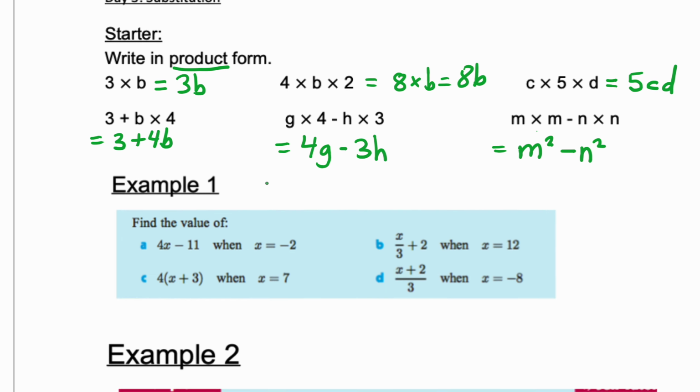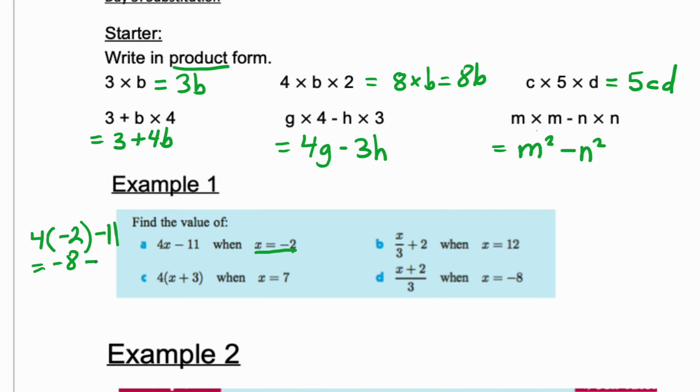Okay, the next example, this is substitution. This is where we're taking a value for x and substituting it into an expression. So I'm going to do that over here. So instead of x, we're going to write some brackets to indicate multiplication, and then subtract. Okay, subtract 11. So that is negative 8 minus 11, which is negative 19.